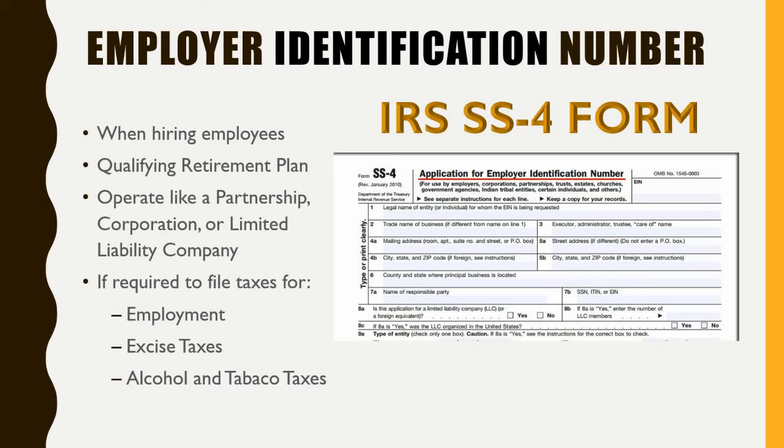Especially depending on the type of business you are, if you are in the business of selling certain things, you are required to file taxes for those specific things, such as alcohol and tobacco, or excise taxes, the special taxes that apply to certain companies. For these, you are required by federal law to have an employer identification number so you can properly file your taxes. Again, this form you can find at the irs.gov website.